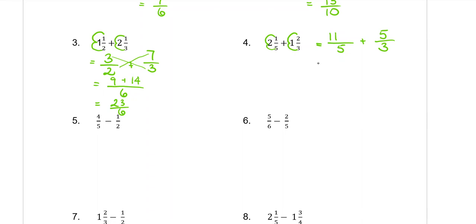Second step, times the denominators together. 3 times 5 is 15. Now diagonally, 11 times 3 is 33, plus 5 times 5, which is 25. Adding on the top, 33 plus 25 makes 58 over 15.